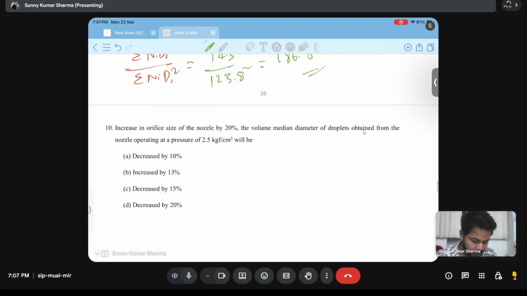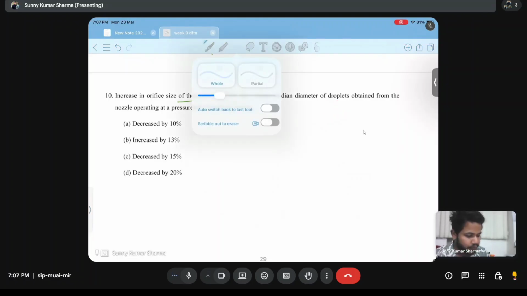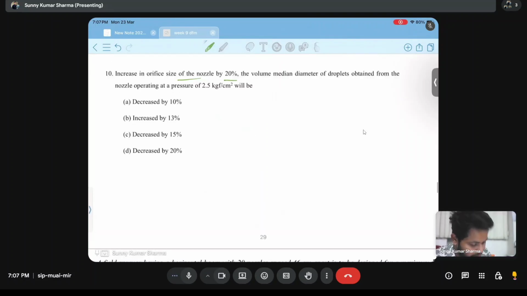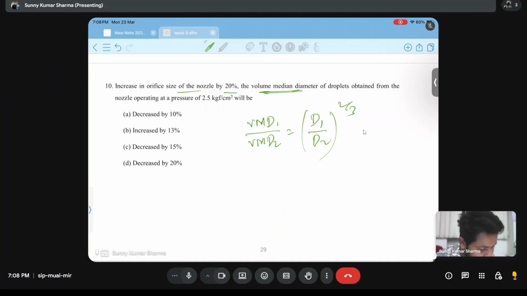The next question: increasing the orifice size of the nozzle by 20%, what happens to the volume median diameter? There is one relationship with volume median diameter, related to pressure and all; I will show that in the next class. So how is volume median diameter related? VMD2 by VMD1 equals P1 by P2 to the power 2 by 3, and this is related to orifice diameter D1 by D2 by the relation 2 by 3.